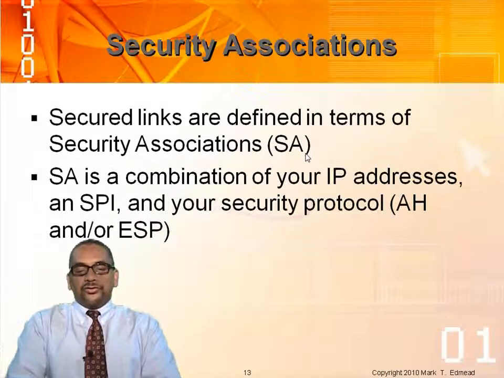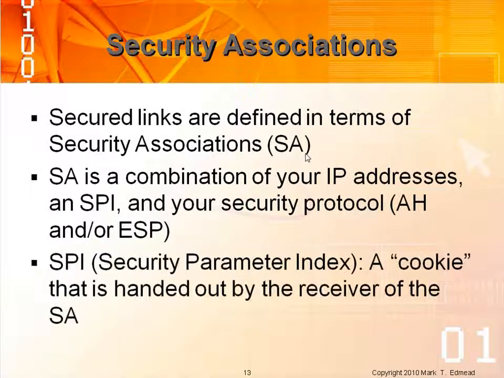A security association is a combination of the IP address, the SPI that we're going to talk about in just a little bit, and the security protocol that's being used, either AH or ESP, or sometimes both. The SPI is called the Security Parameter Index. This is a cookie, or a piece of information, that is handed out by the receiver of the security association.